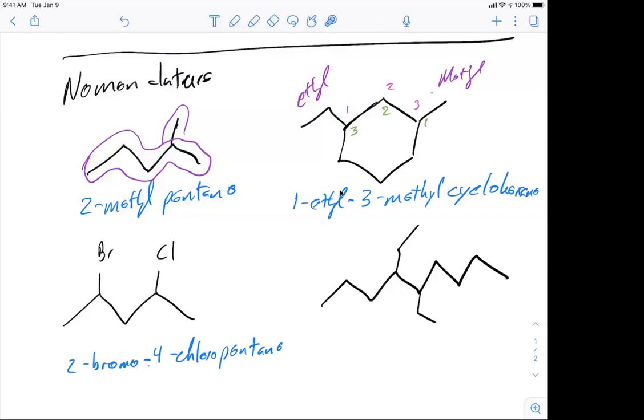This one, if we look here, we have 1, 2, 3, 4, 5, 6, 7, 8, 9. We can count it this way: 1 through 8, 1 through 7. So 9 is going to be the longest chain, which means I have 2 ethyls on there. And so this is going to be nonane. If we numbered one way, we got 4, 5. If we went the other way, it would be 5, 6. So this is going to be 4, 5. And then we use the prefix diethyl, all one word, no space. Okay. So hopefully by now nomenclature is pretty straightforward.